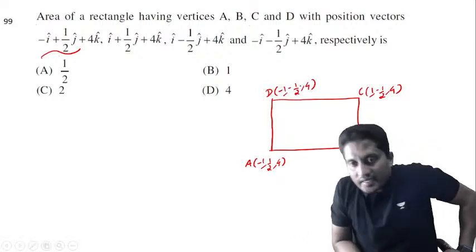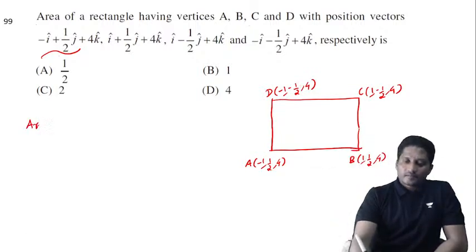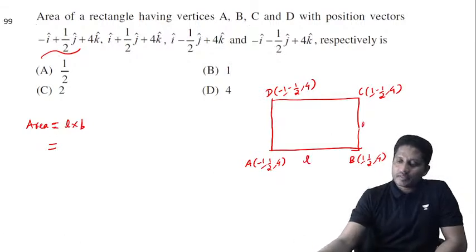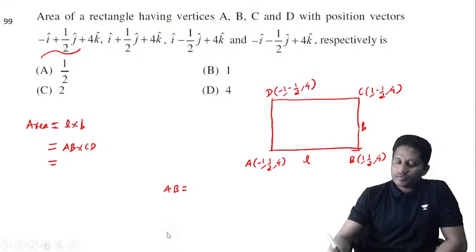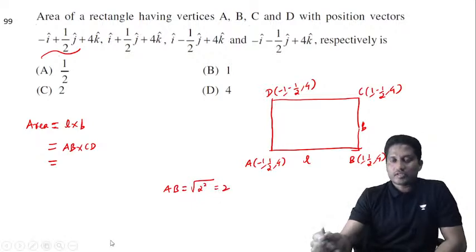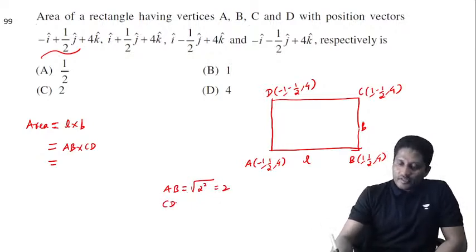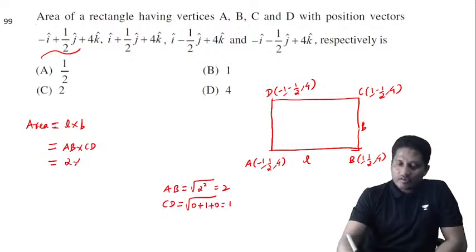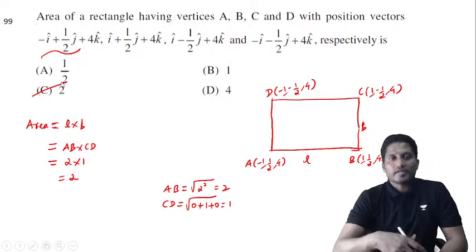Okay, now I should find the area. Area is equal to length into breadth, right? Now I'll take this as length, this will be the breadth. That is, area is equal to AB into CD. If I use the distance formula, AB is equal to root of 1 minus minus 1, the whole square is 2 square, remaining 0, so you get 2. CD, if I use the distance formula, will be root of 0 plus half plus half is 1, plus 0, which is equal to 1. The area is equal to length into breadth, which is equal to 2. That is 2 square units. Answer is option C.